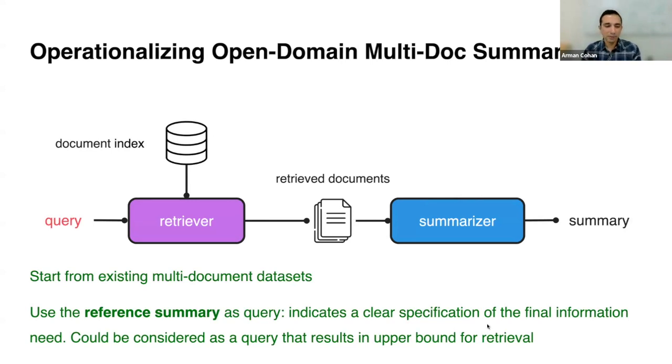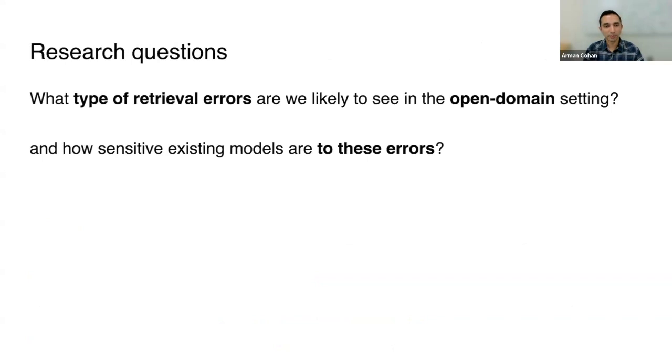The first assumption was we use the reference summary as the query, because we don't have existing datasets with such queries. The reference summary is not great because it's very verbose, but at the same time, it includes all the information that you would need to reconstruct the same summary. So it's kind of a fair assumption.